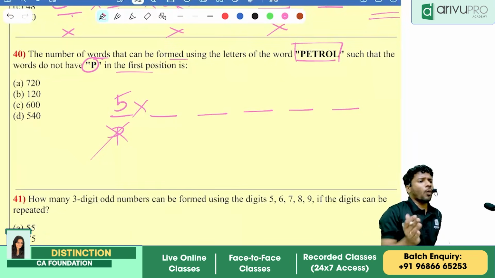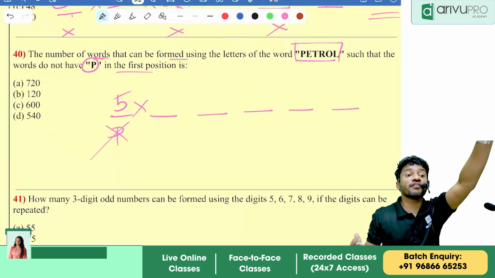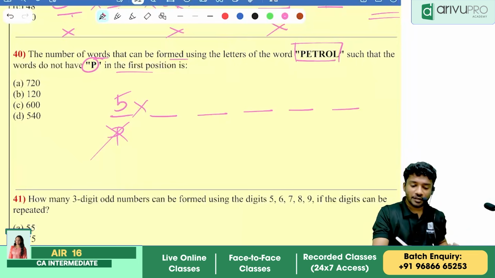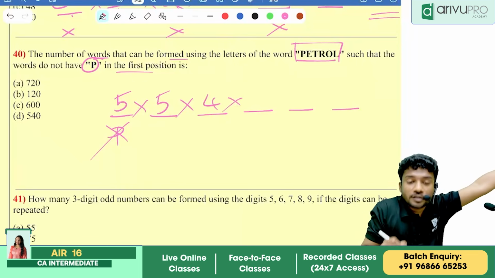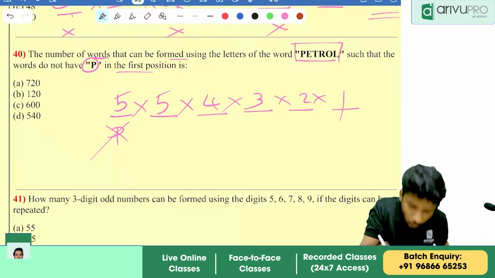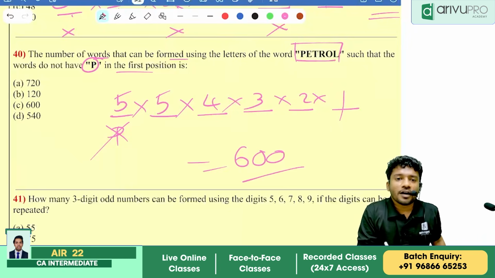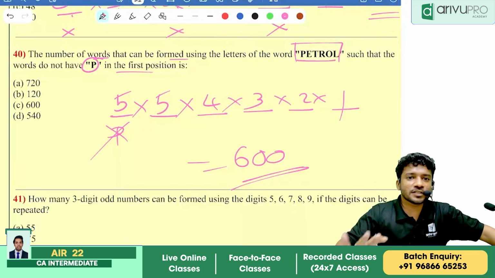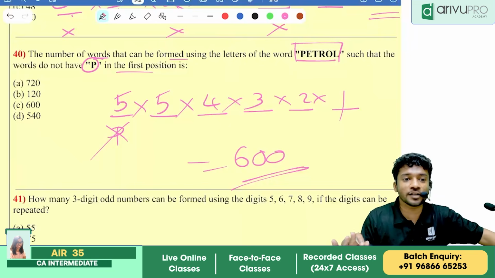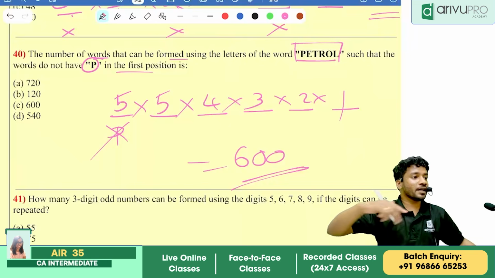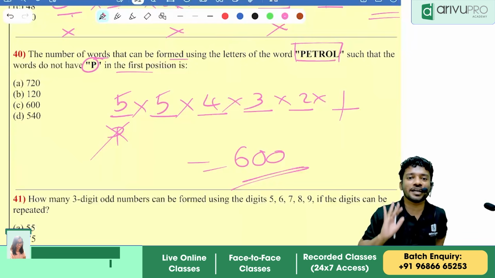Now, one person already sat. How many are remaining? 5. Why 5? Including P, 5 can sit. Two people already sat. 4, 3, 2, 1. How much is the answer? 600. Are you understanding this? This approach will give you marks. If you always depend on the permutation formula and all, once the question changes, you will wonder what to do. This one, you can always put the missing values and get the answer.